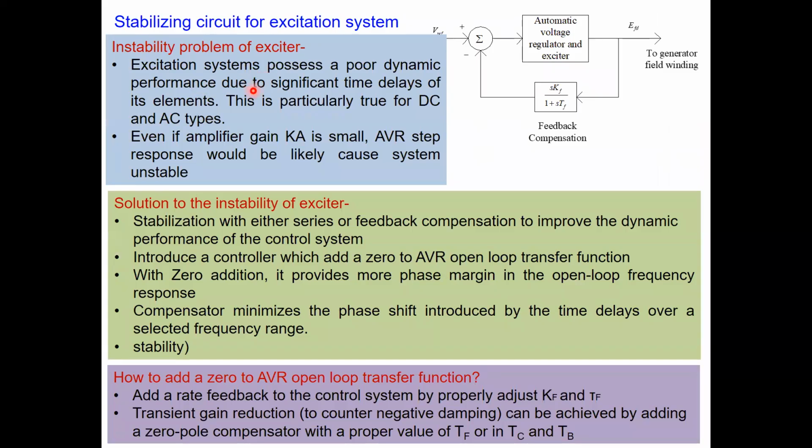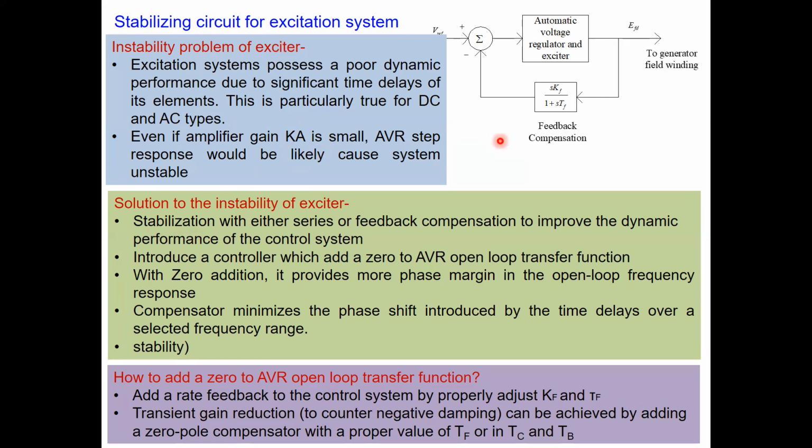So this problem is mainly observed in the case of DC and AC types, because they have much higher time delay. If you remember yesterday, when we discussed one of the numerical problems, for a certain range of the gain, the synchronizing torque coefficient and the damping torque coefficient were positive or negative, right? If the amplifier gain is too small, the AVR response may result in instability. So for these situations, we want an improvement in the exciter response.